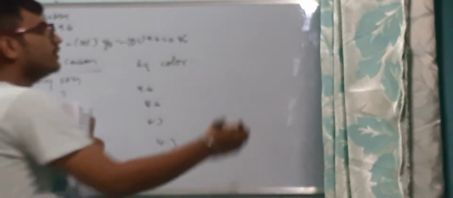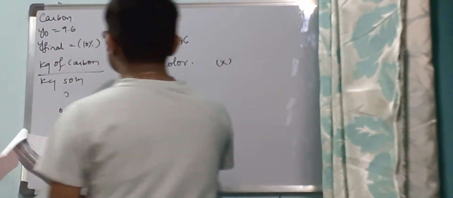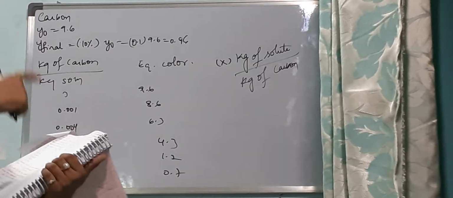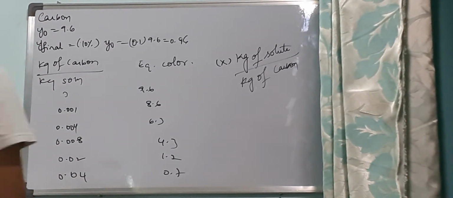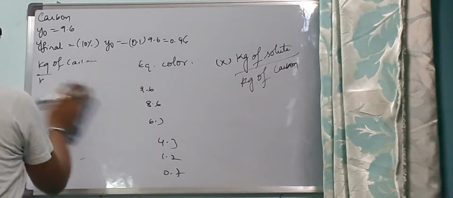Now we have to again calculate the x value. What is x? He has not given it. The x value is kg of solute per kg of adsorbent, which is nothing but carbon here. So again the same thing. Please move backward in the video and check how to calculate the x value in this case. Please do that. Now he is asking the first question.